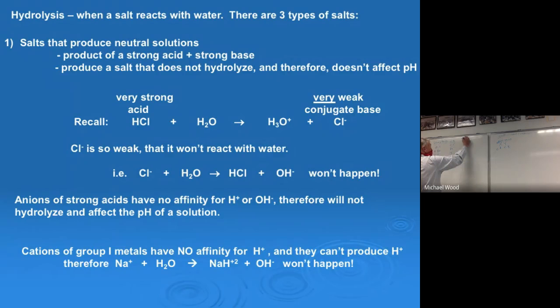Okay, and then the strong bases, and their conjugate acids. So now I'm talking about the cations. So I've got LiOH. And this is going to be the same thing. When you have the conjugate acid of a strong base, you ignore it because it can't hydrolyze water. So then I've got NaOH, KOH, RbOH, CsOH, Ca(OH)2, Sr(OH)2, Ba(OH)2.